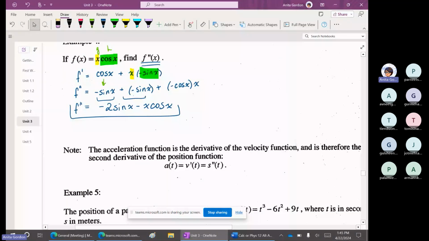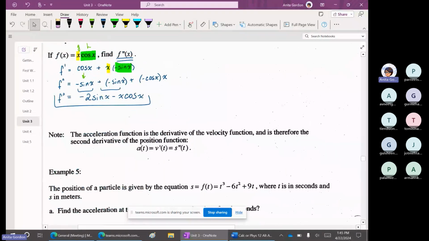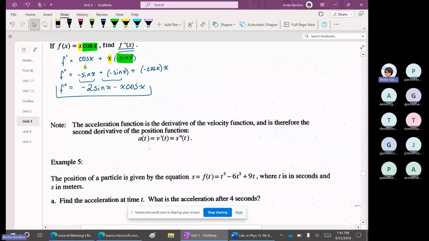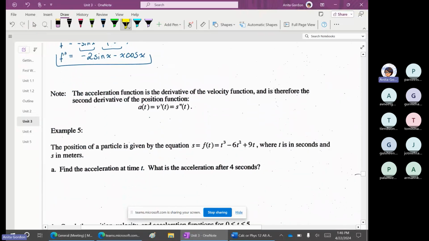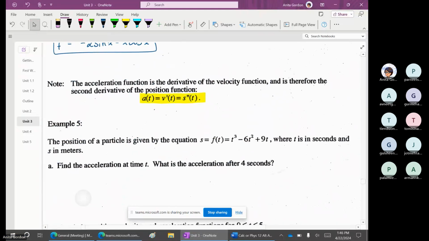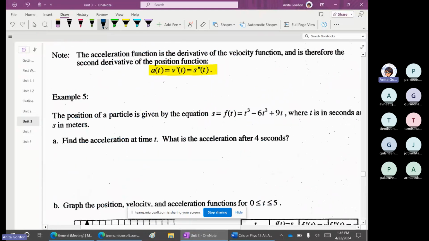Note, the acceleration function is the derivative of the velocity function, right? The way that we define acceleration is the rate of change of your velocity. The way that we define velocity is the rate of change of your displacement. So we can note these are true statements where S represents displacement.